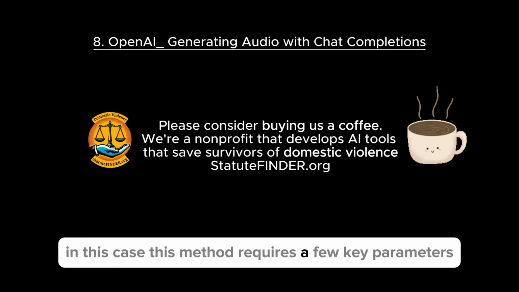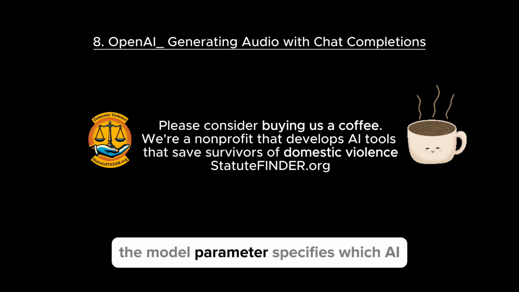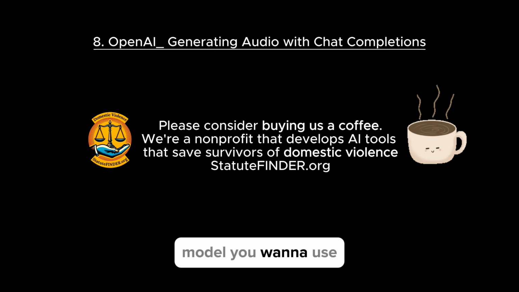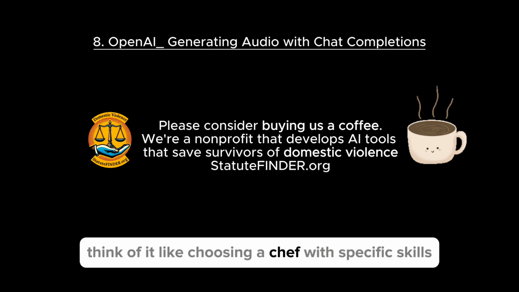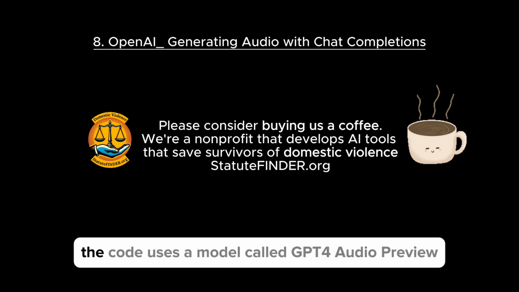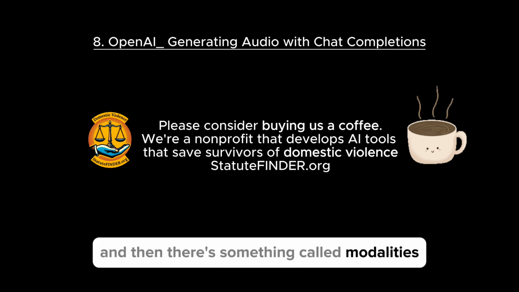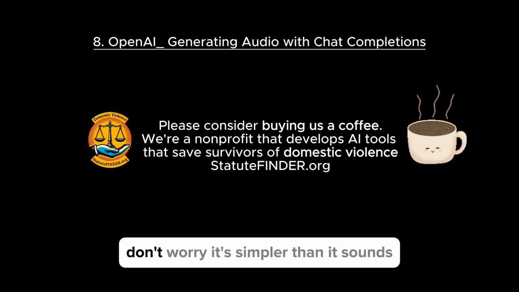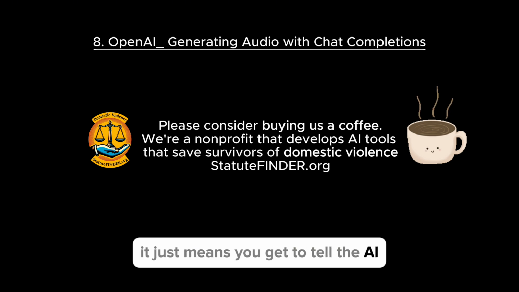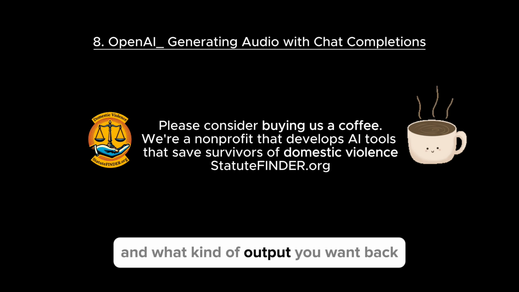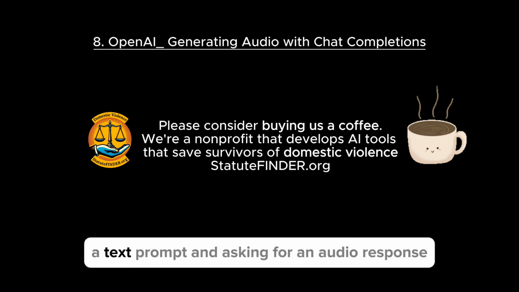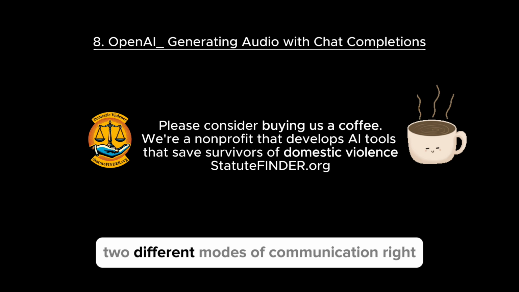This method requires a few key parameters. The model parameter specifies which AI model you want to use. Think of it like choosing a chef with specific skills. In this case, the code uses a model called GPT-4 Audio Preview, which is great for audio generation. Interesting. And then there's something called modalities, which sounds a little complex. Don't worry, it's simpler than it sounds. It just means you get to tell the AI what kind of input you're giving it and what kind of output you want back. In this case, we're dealing with both text and audio because we're giving the AI a text prompt and asking for an audio response. Ah, that makes sense. So we're dealing with two different modes of communication.